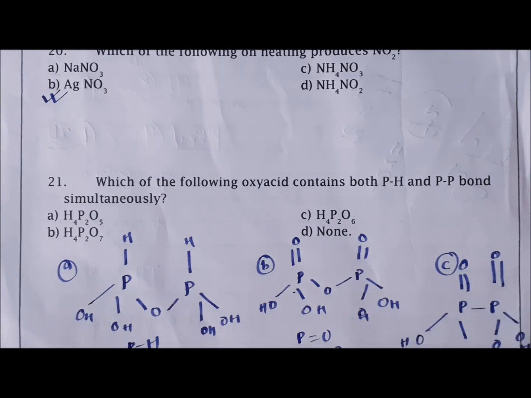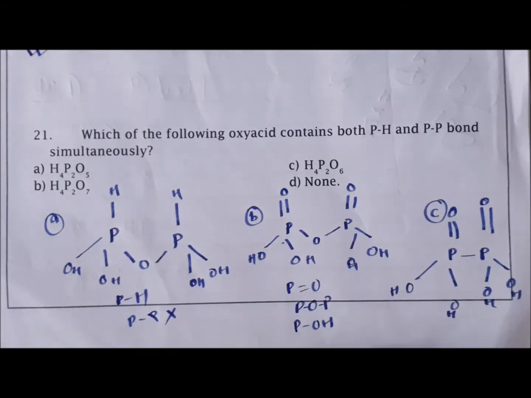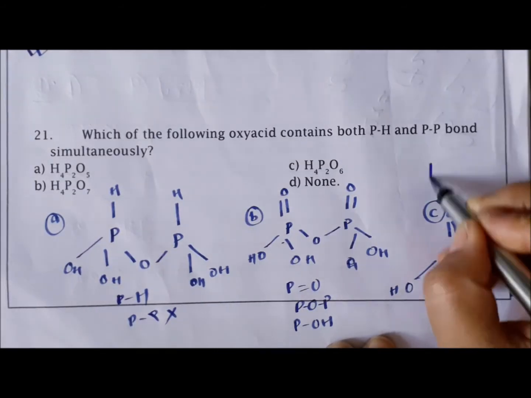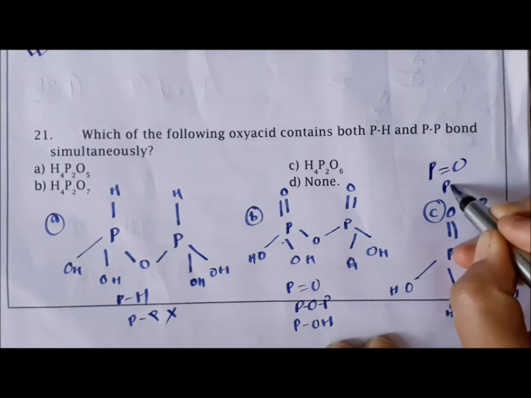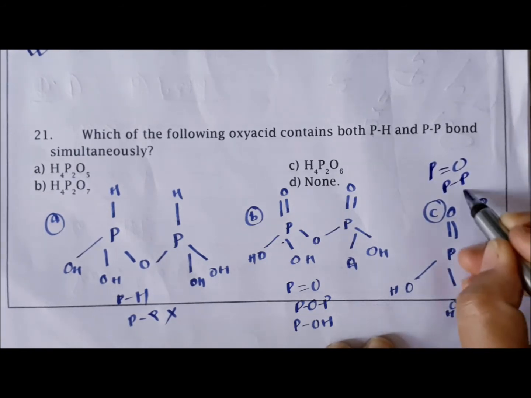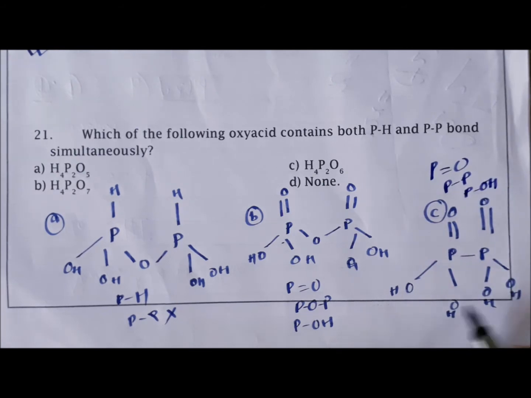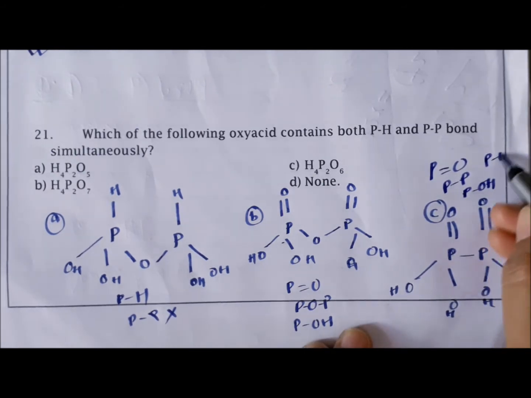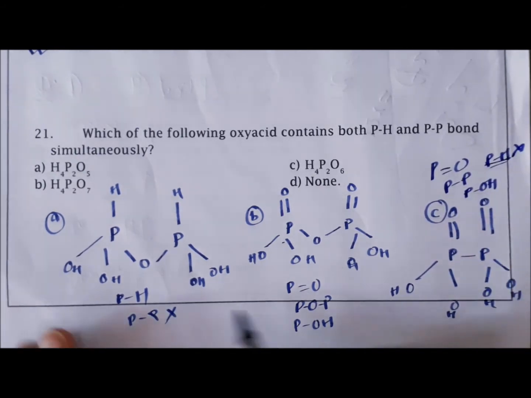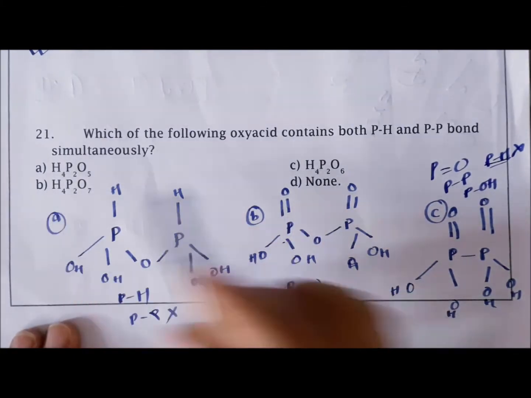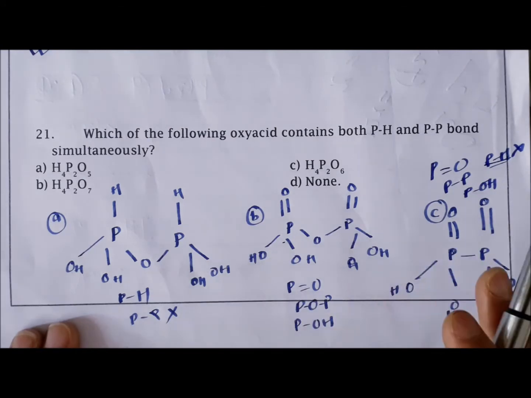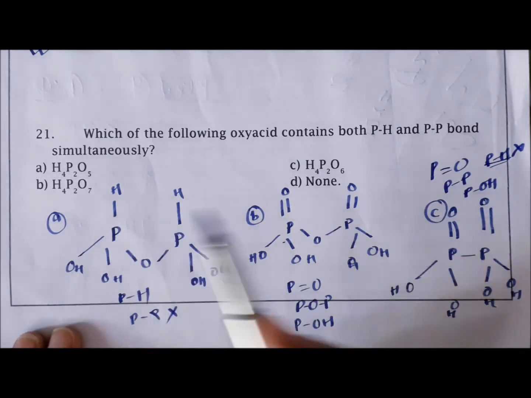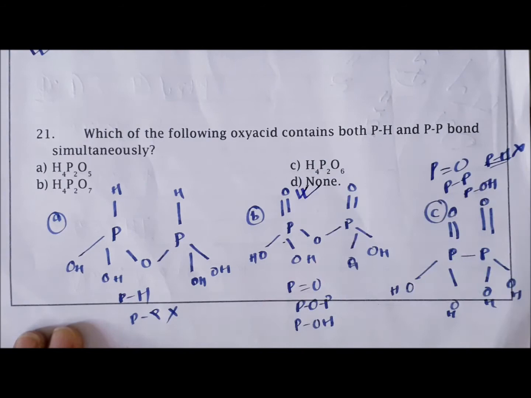Then in this case, what you can see is there is a P double bonded O bond, and a PP bond is there, and a POH bond is there, but there is no PH bond. So in A, B and C, there is no PH bond and PP bond simultaneously, so the answer is D, none.